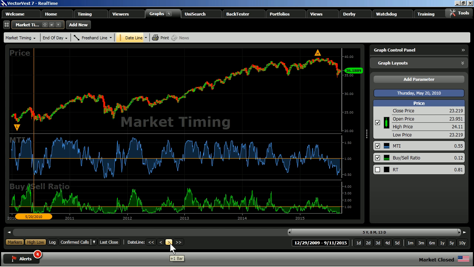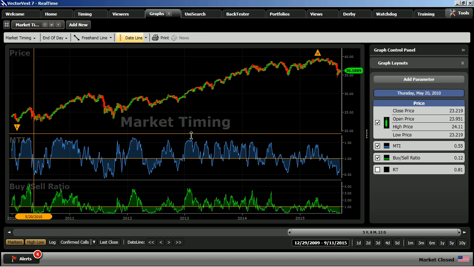And I'm going to start back on 5/20 of 2010. And on this date, that MTI and the buy-sell ratio were both down below those levels. The MTI was at 0.55. The buy-sell ratio had crossed down to 0.12. And so we'll start here.